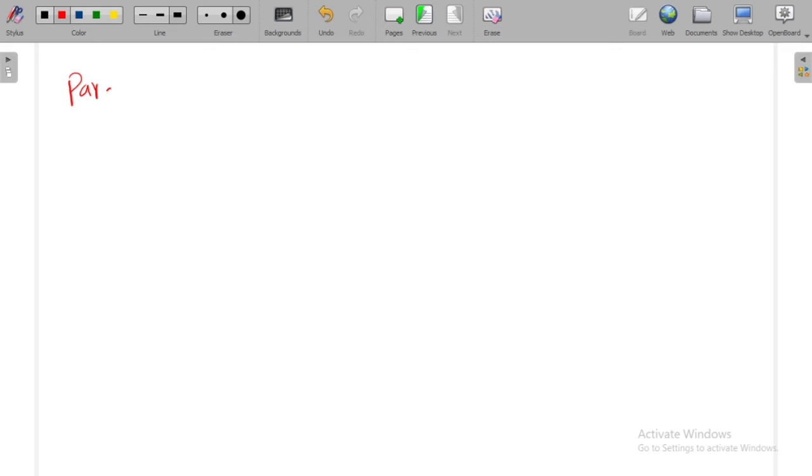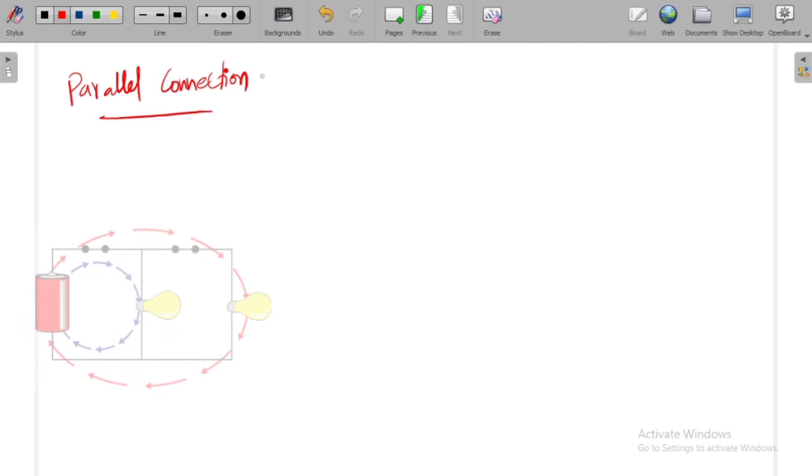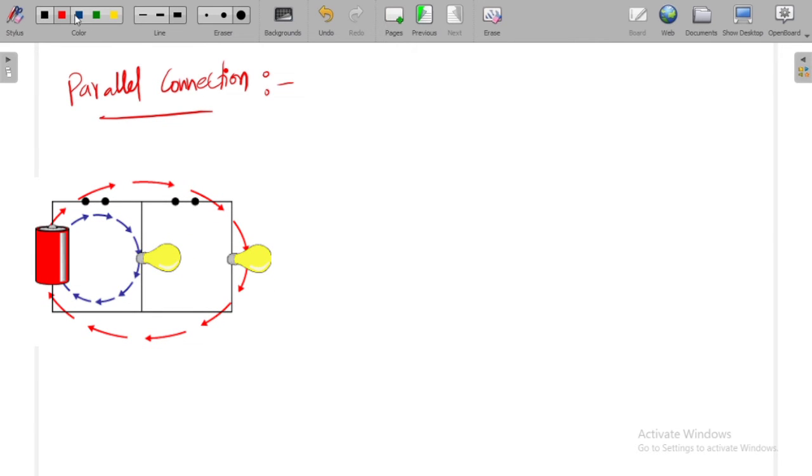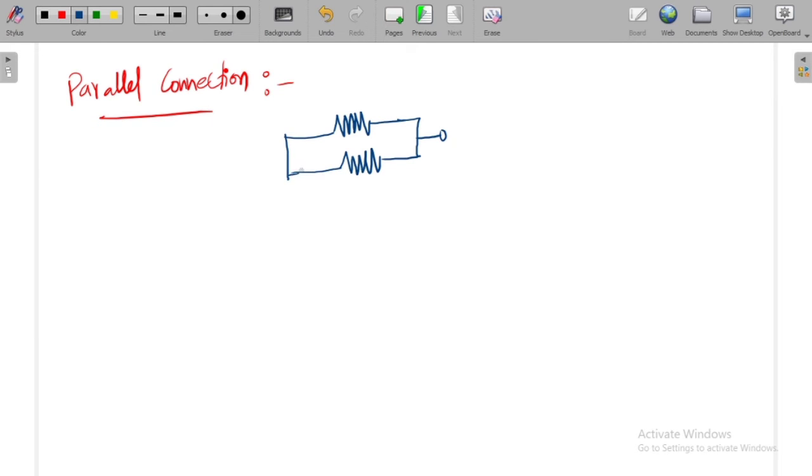Now we will see the second case study, which is the parallel connection. When can I say that two or more components, two or more elements, or two or more resistors are connected in parallel? When two or more elements have two common nodes, two common terminals, then we can say those elements are connected in parallel.